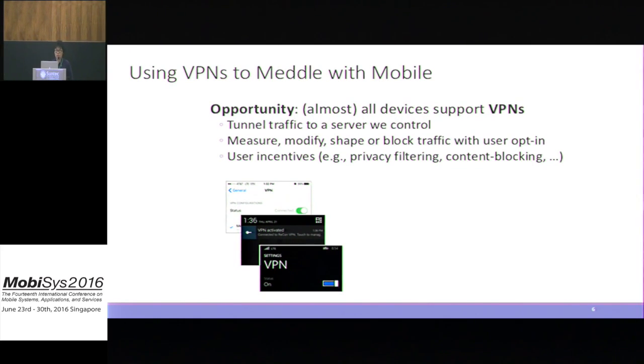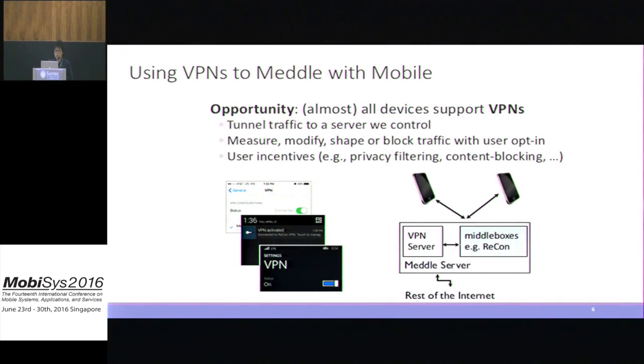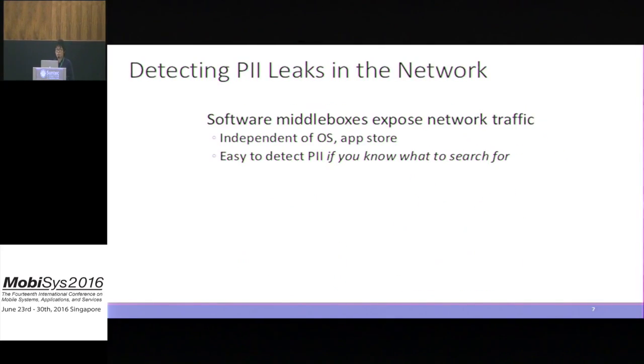Almost all mobile devices nowadays support VPNs, generally to support enterprise customers. And instead of tunneling traffic to a private network, we use it like a VPN proxy. And in the proxy, we can record, analyze, and potentially block traffic that contains personal information.